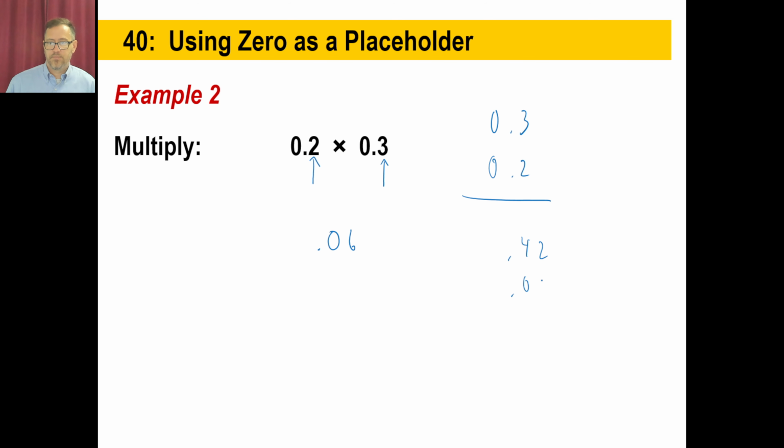In other words, if you had 0.42 and 0.7, you could just do 42 times 7 and then put the answer having 3 numbers behind the decimal point.